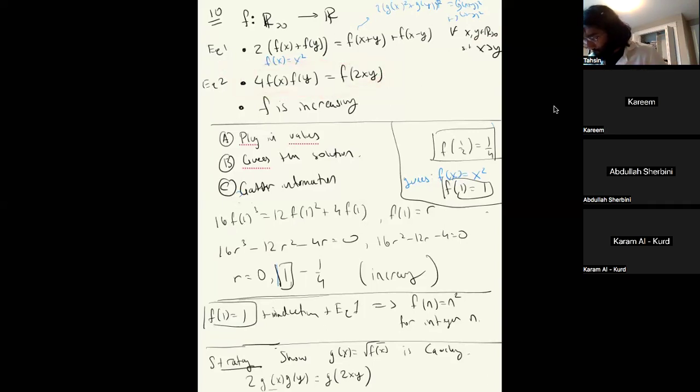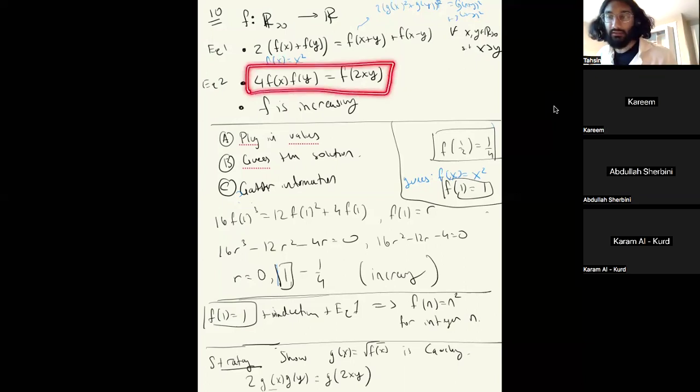So what you can do is borrow a lot of the ideas from the Cauchy equation. What's the idea? First you get f for integers, and then you get f for rationals, right? Here's something I think you can do. I think you can look at this equation, and if you plug in y equals 1, right?